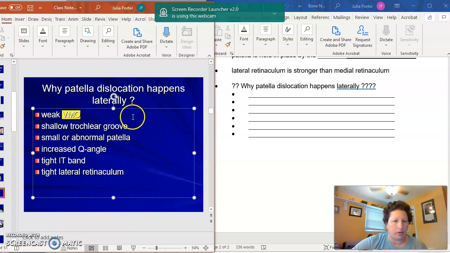Okay. Other reasons why: trochlear groove is small or shallow. The patellas are abnormally shaped or they are small. Q angle is increased. The IT band is tight, which is on the outside of the leg, or the retinaculum is tight. But the most common reasons are these first two, weak VMO and shallow trochlear groove.